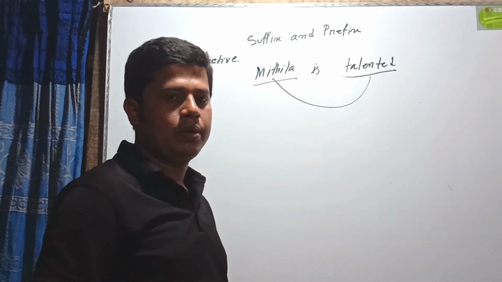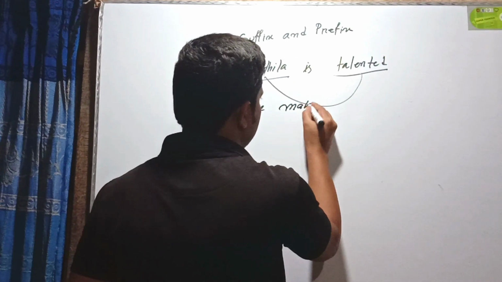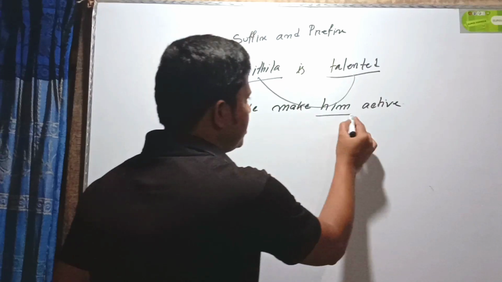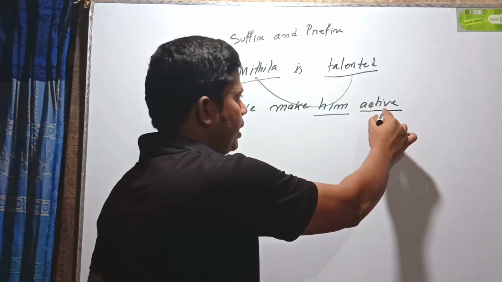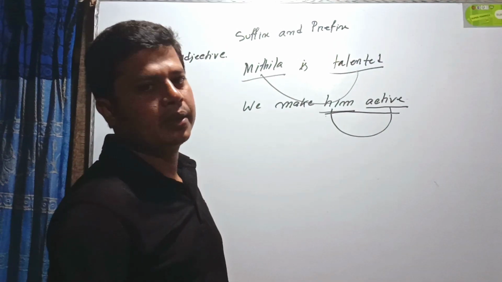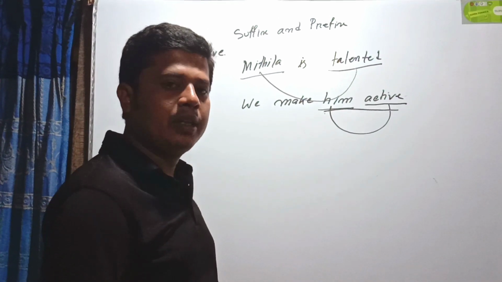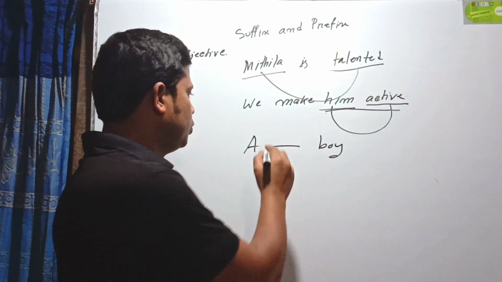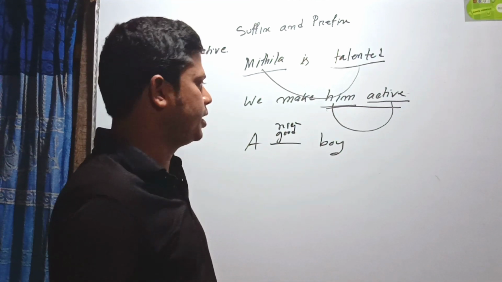An adjective can also sit as an objective complement, such as we make him active. Here him is the object and active is the complement, because active has completed him. That is why this is an objective complement. Dear students, an adjective can also sit between a determiner and a noun, such as a dash boy. Here we can say a good boy, a nice boy, a beautiful handsome boy, etc.